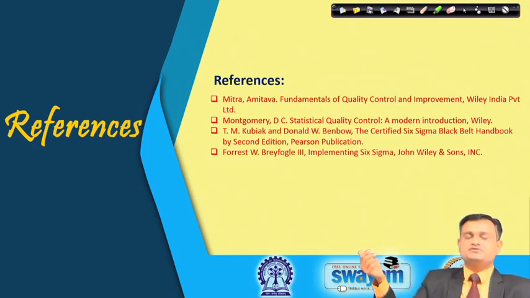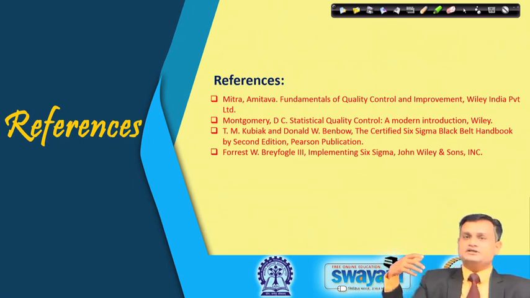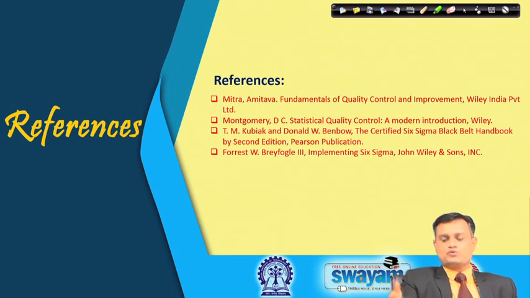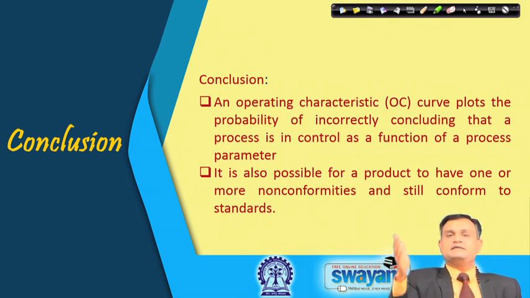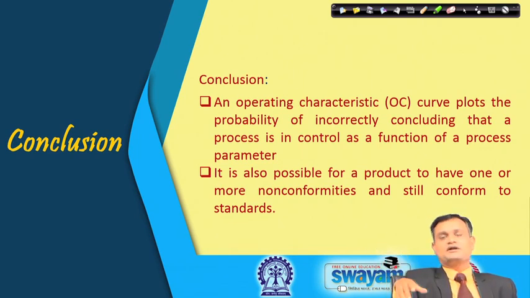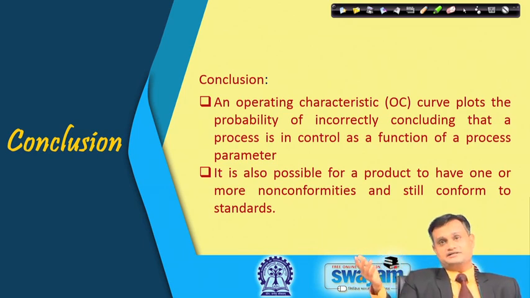As I mentioned, Mitra and Montgomery are very useful books for understanding the concept of the OC curve, and I have referred to these books. The OC curve plots the probability of incorrectly concluding that a process is in control as a function of the process parameter. So, wrongly I am saying that the process is in control, but actually the process has gone out of control. It is also possible for a product to have one or more non-conformities and still conform to the standards. So, this extreme is also possible.